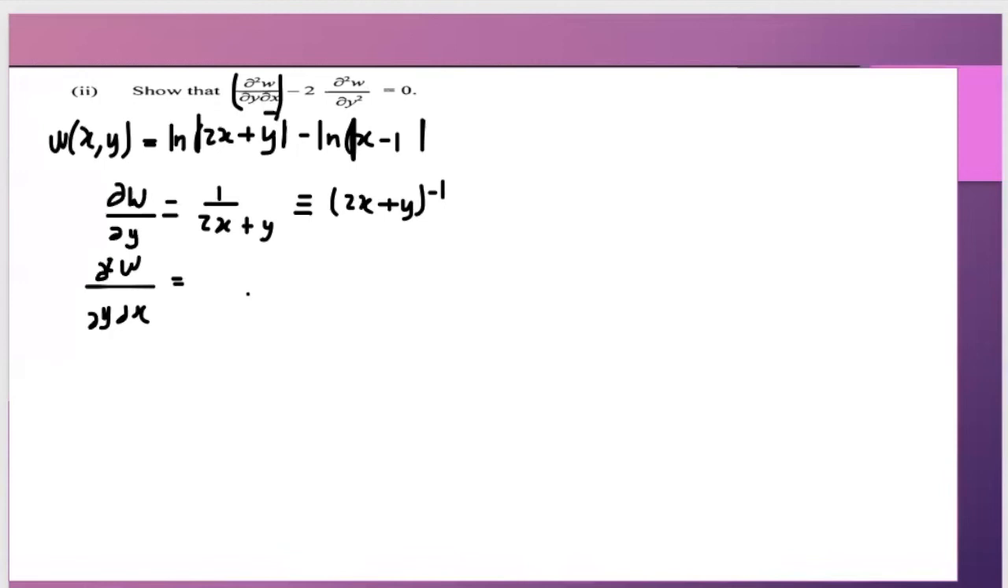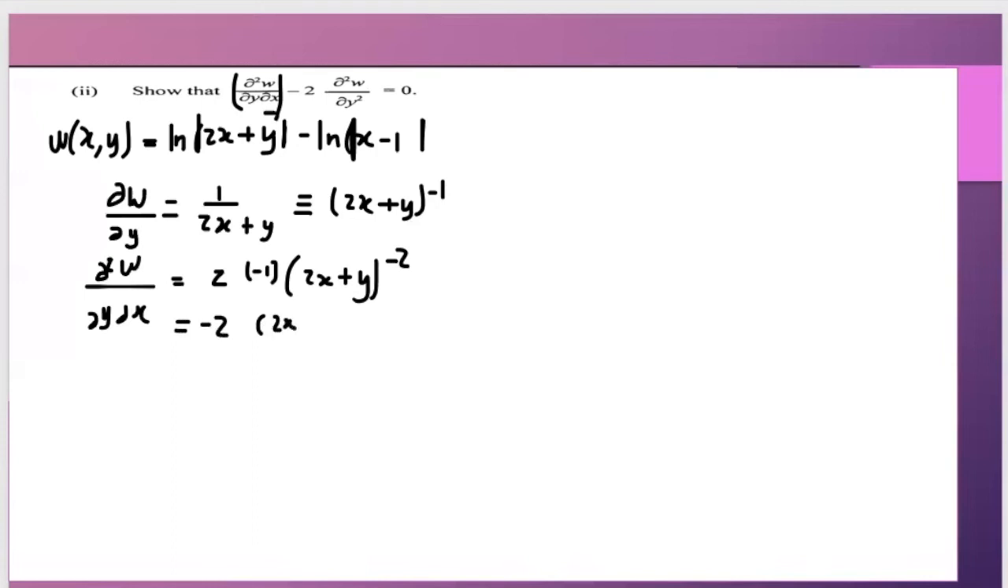So differentiate using chain rule. Differentiate the inside to get 2. Differentiate the outside, so we carry the negative 1 in front. And then we subtract 1 from the power. So I have 2x plus y raised to the minus 1, that's minus 2. Now, just to remember, I can simplify further. 2 times negative 1, that's negative 2.